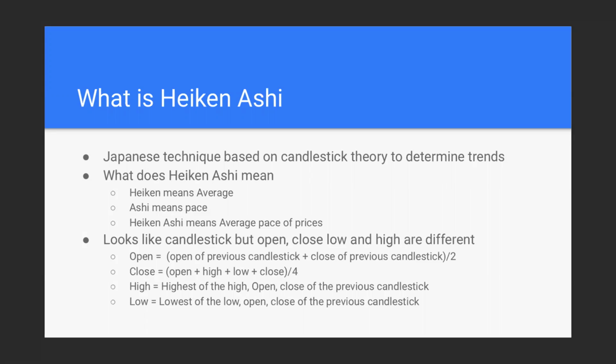If you look at the formulas here, the open is nothing but the open of the previous candlestick plus the close of the previous candlestick, divided by 2. That means it is the average of the previous open and close. Then the close is nothing but open plus high plus low plus close, divided by 4. That means you are taking an average of all four. Then high is the highest of the high, open, and close of the previous candlestick. Low is again the lowest of the low, open, and close of the previous candlestick. So if you look at it, every candlestick that is determined for today is dependent on the previous candlestick. So it is not independent like in regular candlesticks. So let's move on to the next slide.